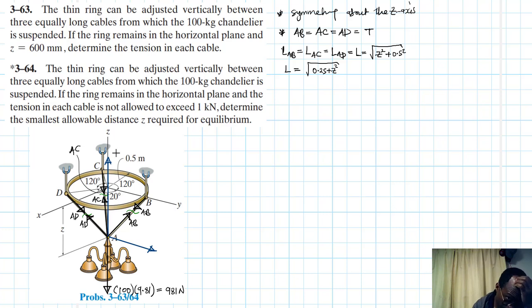Then let's work out the other ones. We expect AC also to have a component in this direction. Where is AC? AC is that side. When we look at AC, it will have a component both in the x and in the y.